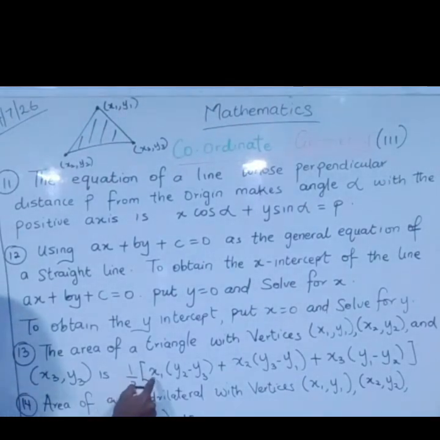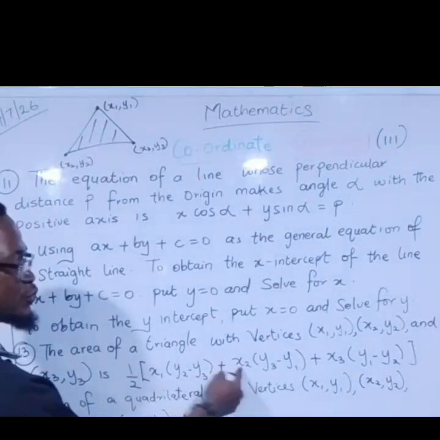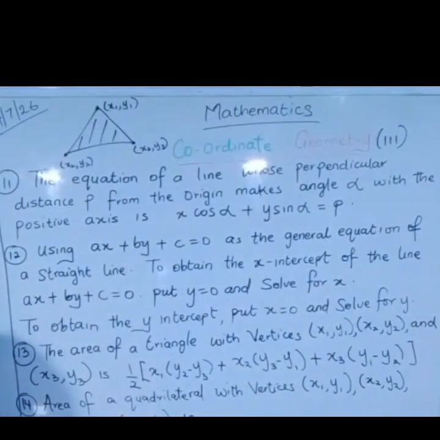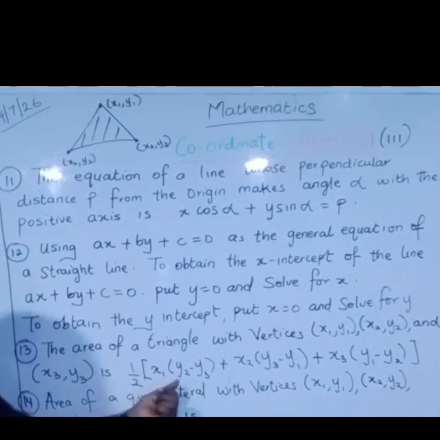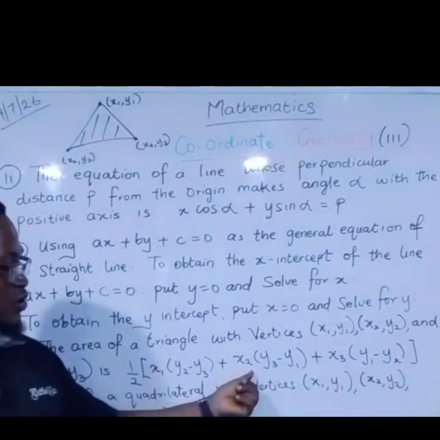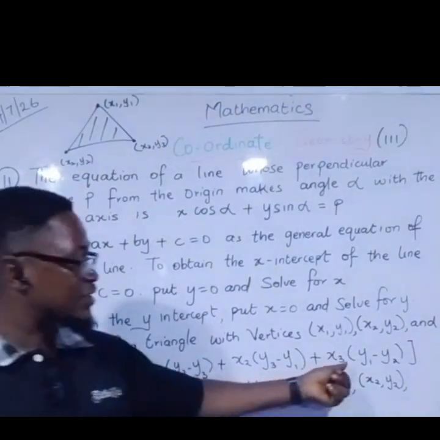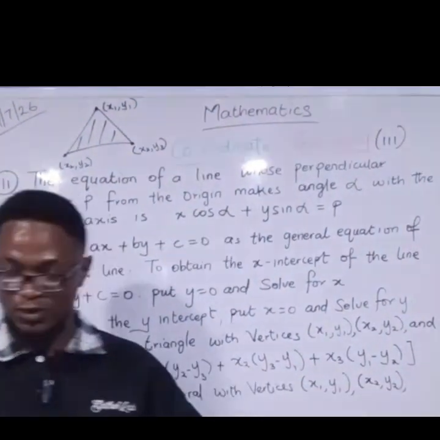Now look at how I remember this particular formula. You can see here we have x1, x2, x3. Are you not seeing it? So it looks like the x's are adding themselves. But for the y, after 1 is what? 2 and 3. After 2 is what? 3 and 1. After 3 is what? 1 and 2. That's how you can know the formula.